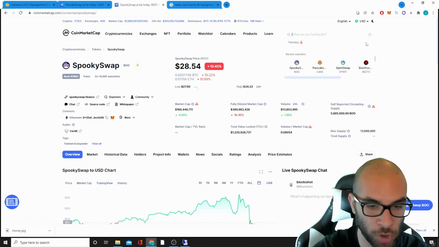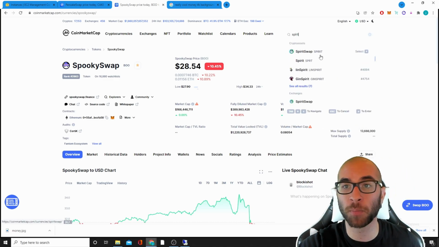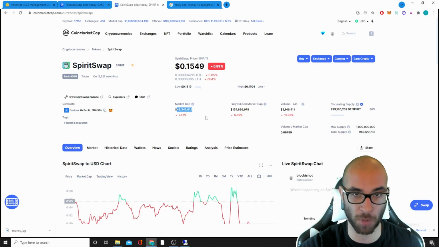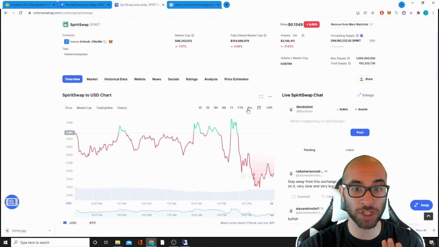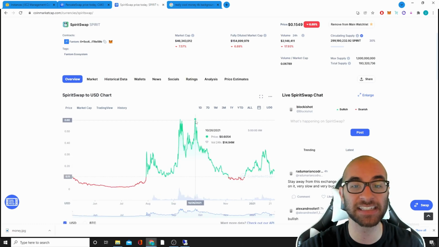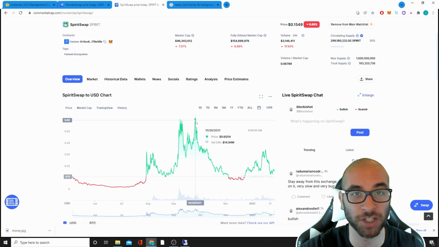I can also pull up SpiritSwap, which I'm actually more bullish on. SpiritSwap is only 15 cents at a 46 million market cap. And SpiritSwap, just so you guys are aware, was 60 cents at one point. It had hit 60 cents in October of this past year, pretty much November.